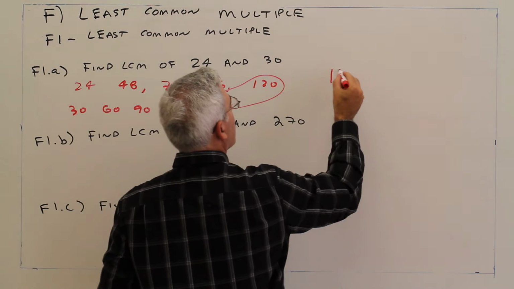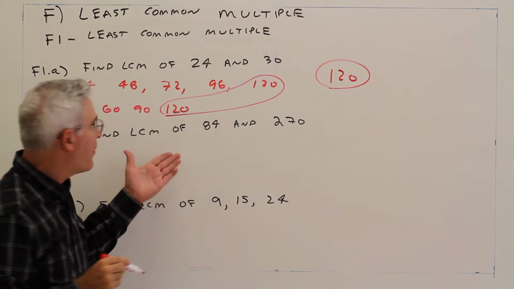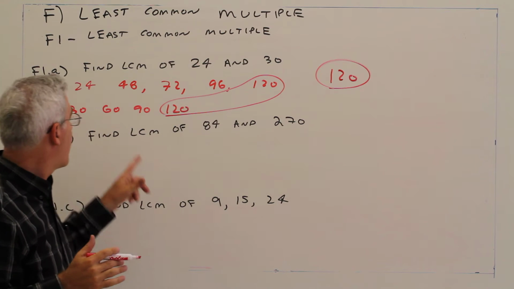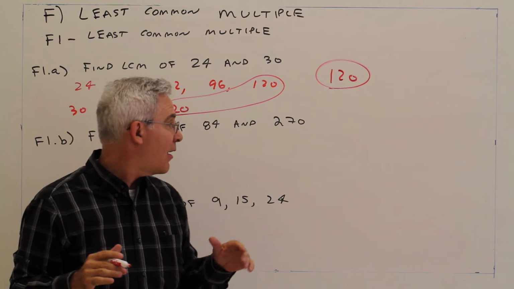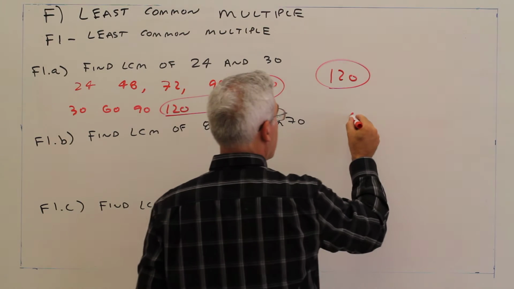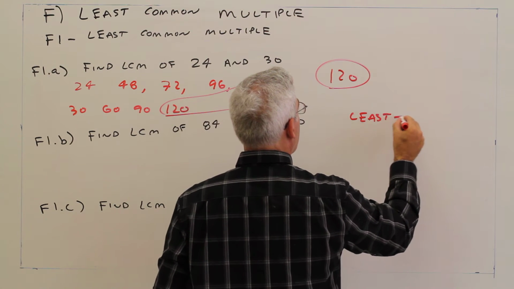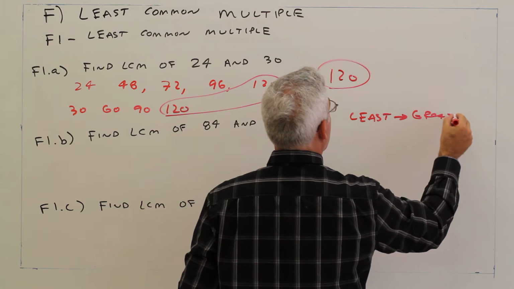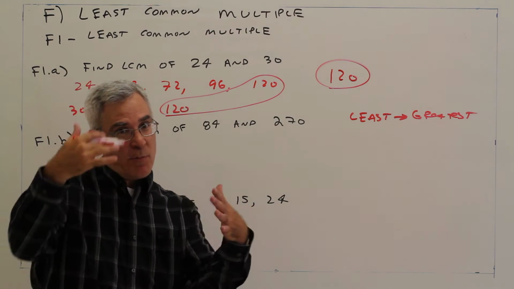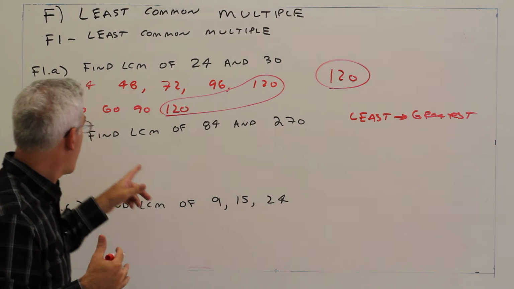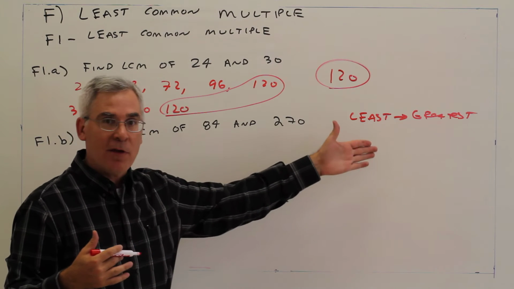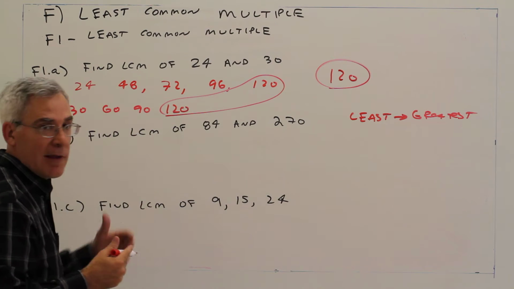All right. Now I'm going to show you how to do it with prime factorization. When finding the least common multiple, I'm going to say something else: least means greatest. Just like before, remember we said greatest means least for the greatest common divisor. So what I'm going to do is find the prime factorization of this, the prime factorization of this, and then apply my least is greatest.